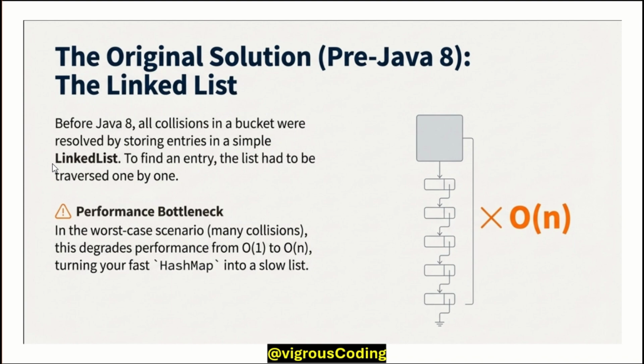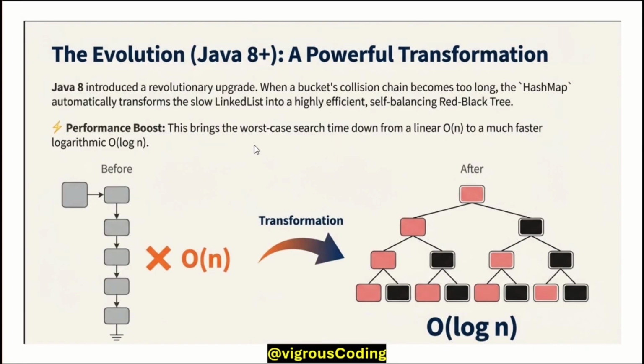Before Java 8, collisions were handled using a linked list. In the worst case, with too many collisions, lookup becomes O(n). This could turn HashMap into a slow data structure. But Java 8 fixed this problem. When collisions increase, HashMap converts the linked list into a red-black tree. This is called treeification. Performance improves from O(n) to O(log n).